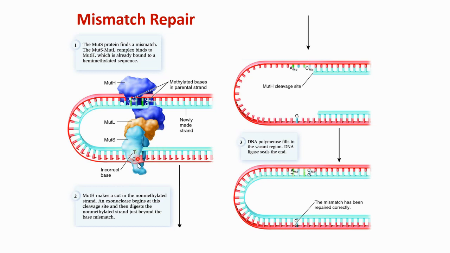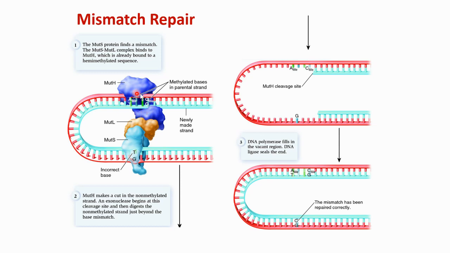This mismatch is recognized by an enzyme called MutS. Once the mismatch is recognized by the MutS enzyme, it then interacts with another protein, MutL protein. This MutL protein then interacts with the MutH protein. MutH protein is already bound to a particular region in the DNA.